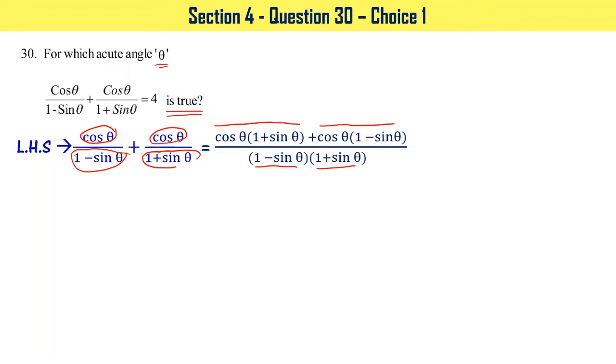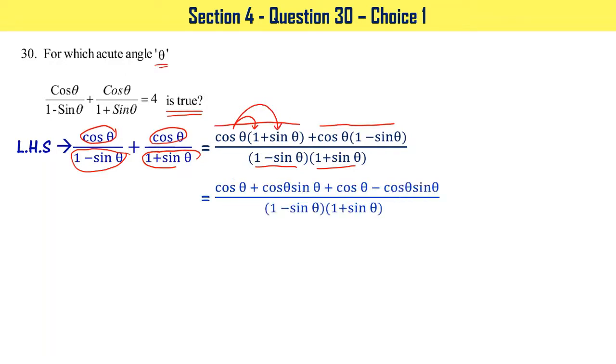Let's further expand this. You can multiply cos theta times 1 and cos theta times sine theta, right? When you do it, you will get cos theta plus cos theta times sine theta, plus cos theta times 1 is cos theta here, then cos theta sine theta with negative sign, right? And the denominator is kept as is. Now this is plus cos theta sine theta and this is minus cos theta sine theta. I can cancel them so that in the numerator you have cos theta plus cos theta. Denominator is kept as is, right?